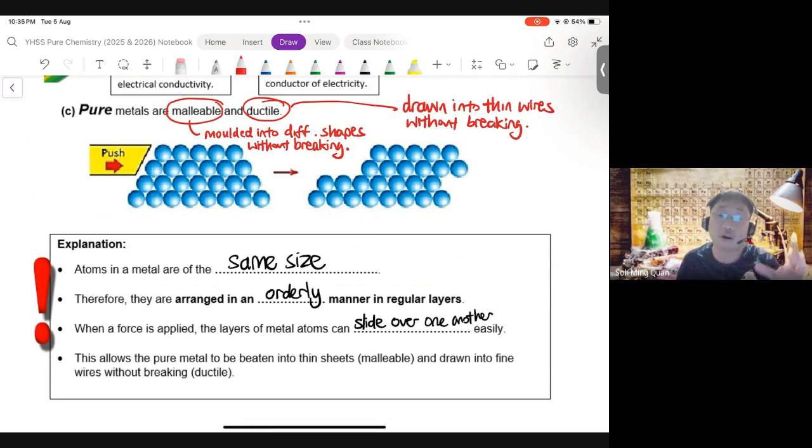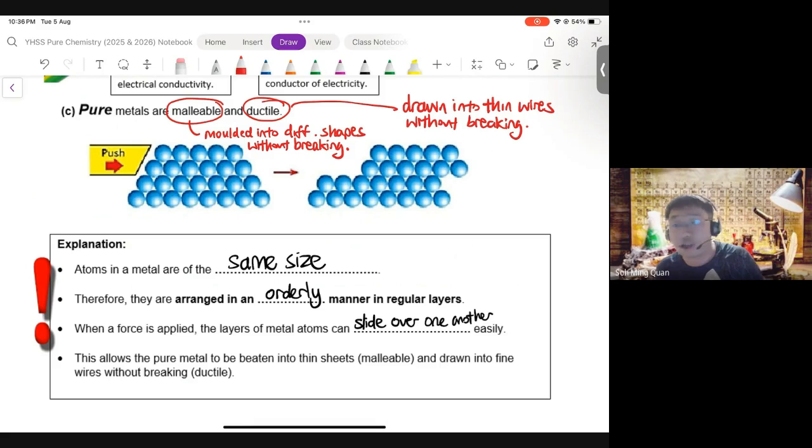Okay, so all in all, it has to do with the fact that pure metals are able to change shape easily without breaking. And what's the explanation for this? Now, in a pure metal, the atoms should be all of the same size because they are the same element. Because the atoms are of the same size, the atoms will be arranged in orderly, regular layers. And therefore, when a force is applied, the layers of metal atoms are able to slide over one another easily, and hence is able to be molded or beaten into sheets without breaking. Okay, now that's for pure metals.